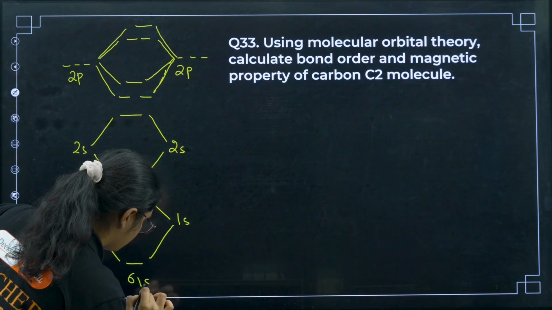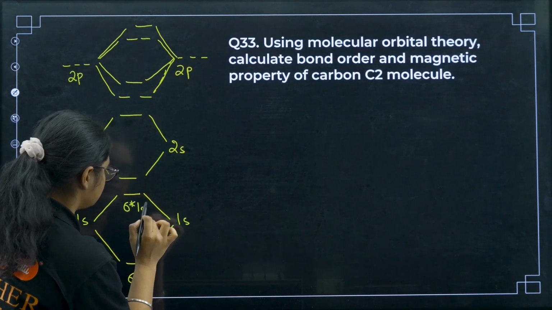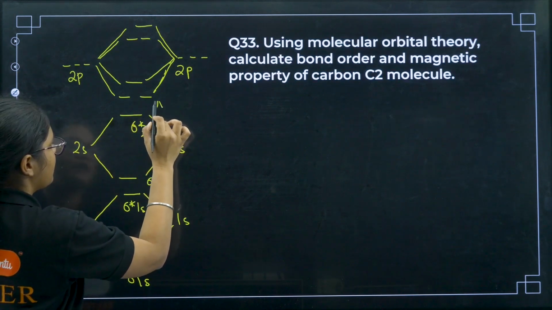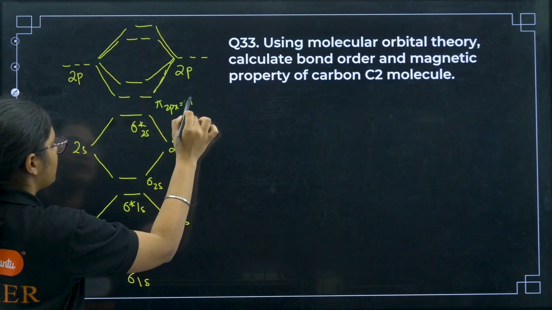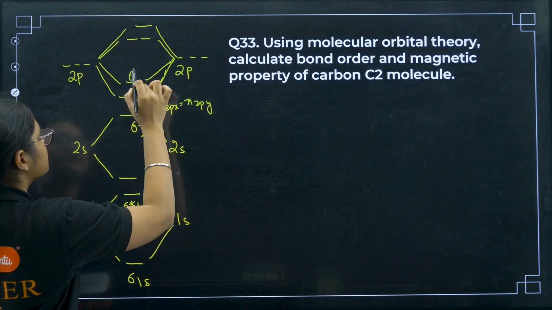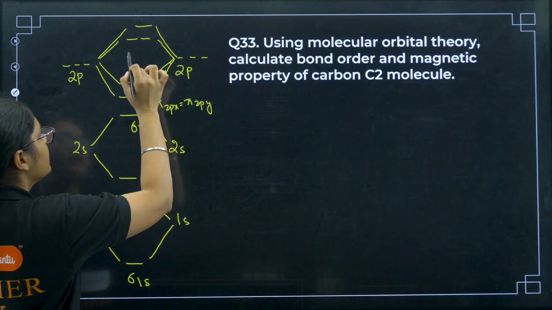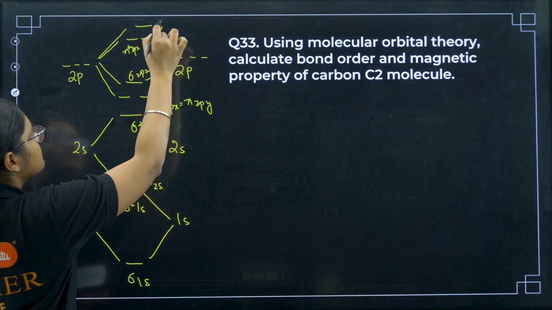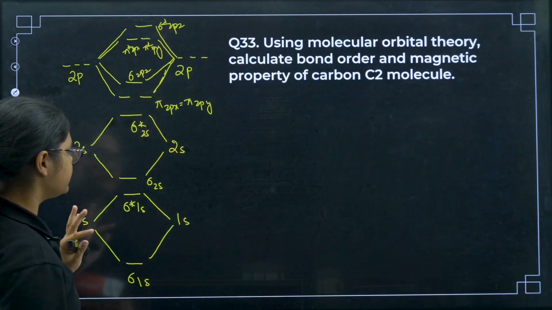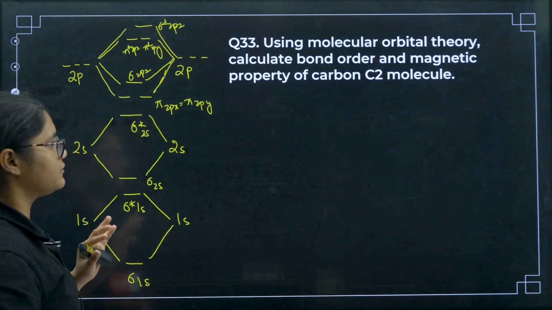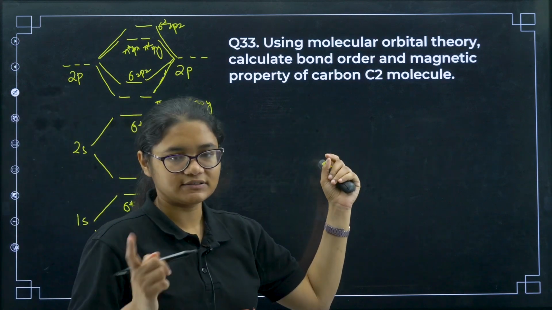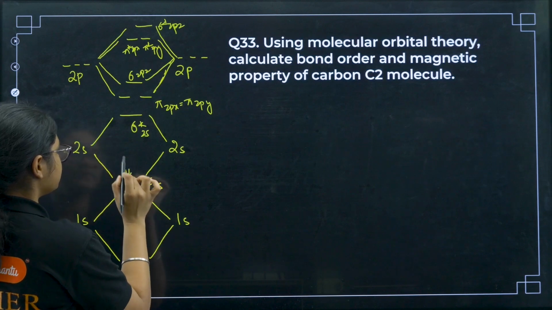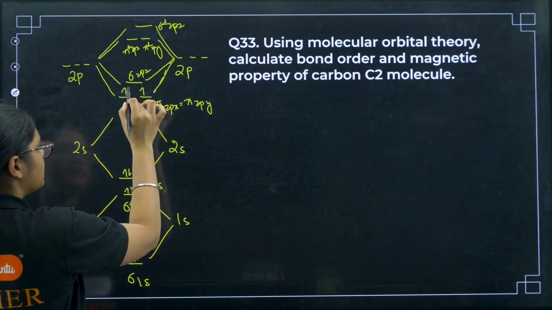So here I have sigma 1s and sigma star 1s. Here I have sigma 2s, sigma star 2s. Then I have pi 2px equal to pi 2py. Then I have sigma 2pz, and pi star 2px, pi star 2py, sigma star 2pz. You don't have to draw this, but I am drawing it to show you. So carbon has a C2 molecule. Each carbon has 6 electrons, 6 plus 6, 12 electrons. So let us fill this 1, 2, 3, 4, 5, 6, 7, 8, 9, 10, 11, 12.